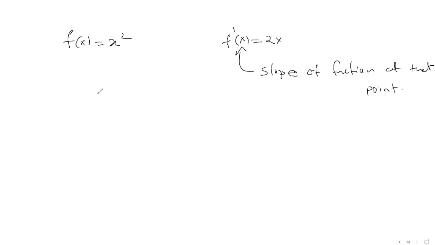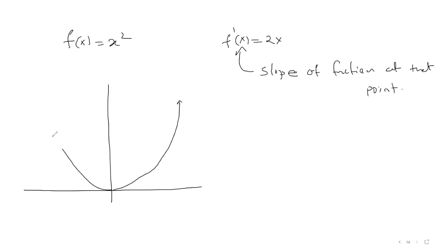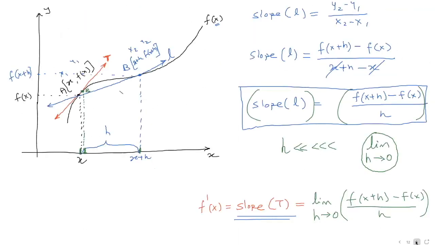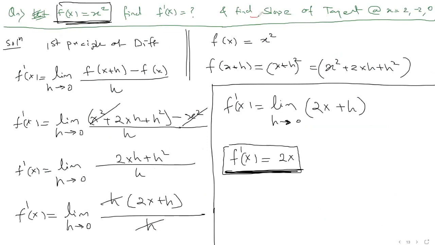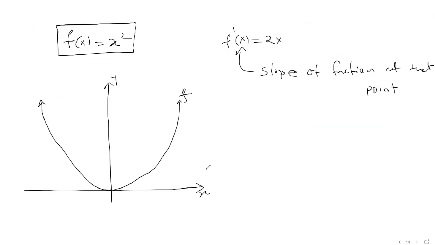So let's see if that works. If I draw a diagram here, let's say that is your x versus y, and that's your function f, which is x squared. It's a parabola opening upwards. Now, let's say the question is, you want to find the slope of a tangent at 2, -2, and 0. Let's see how we can do that.